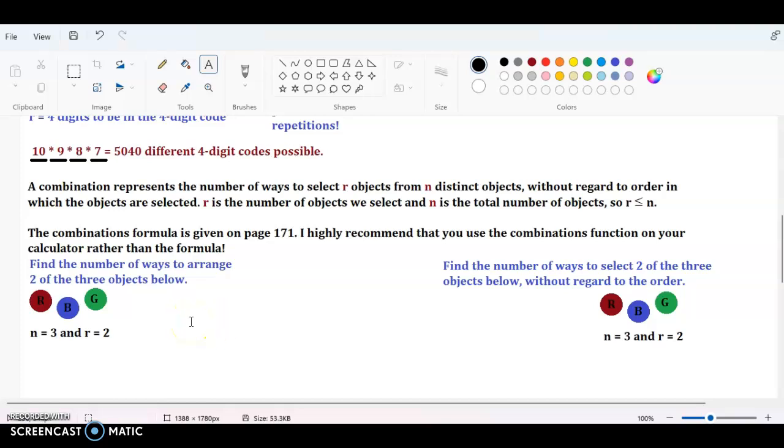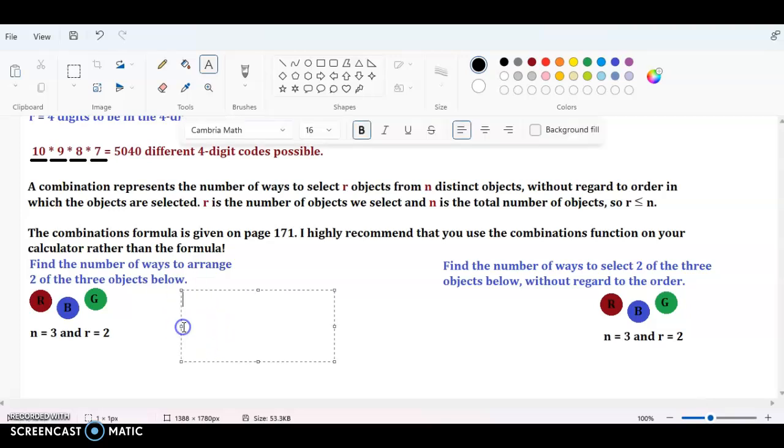To help you understand the difference between permutations and combinations, let's say we have the 3 objects, red, blue, and green, and we want to find the number of ways to arrange 2 of the 3 objects. The keyword here is arrange, which means that the order in which we take the objects matters. For example, I can select the red and the blue objects, so red, blue. But because I want the number of arrangements of those 2 objects, I would also count blue and red as separate from red and blue because the order in which they're selected is different.